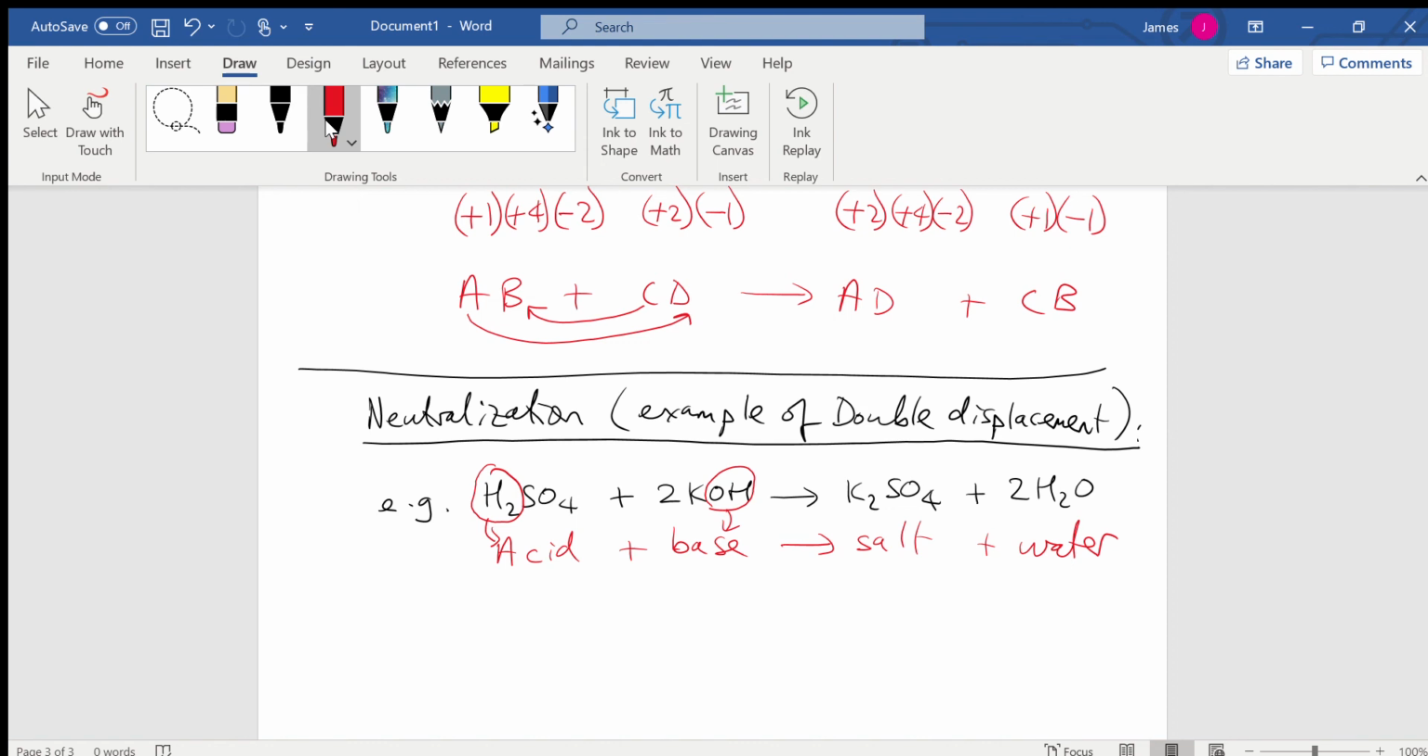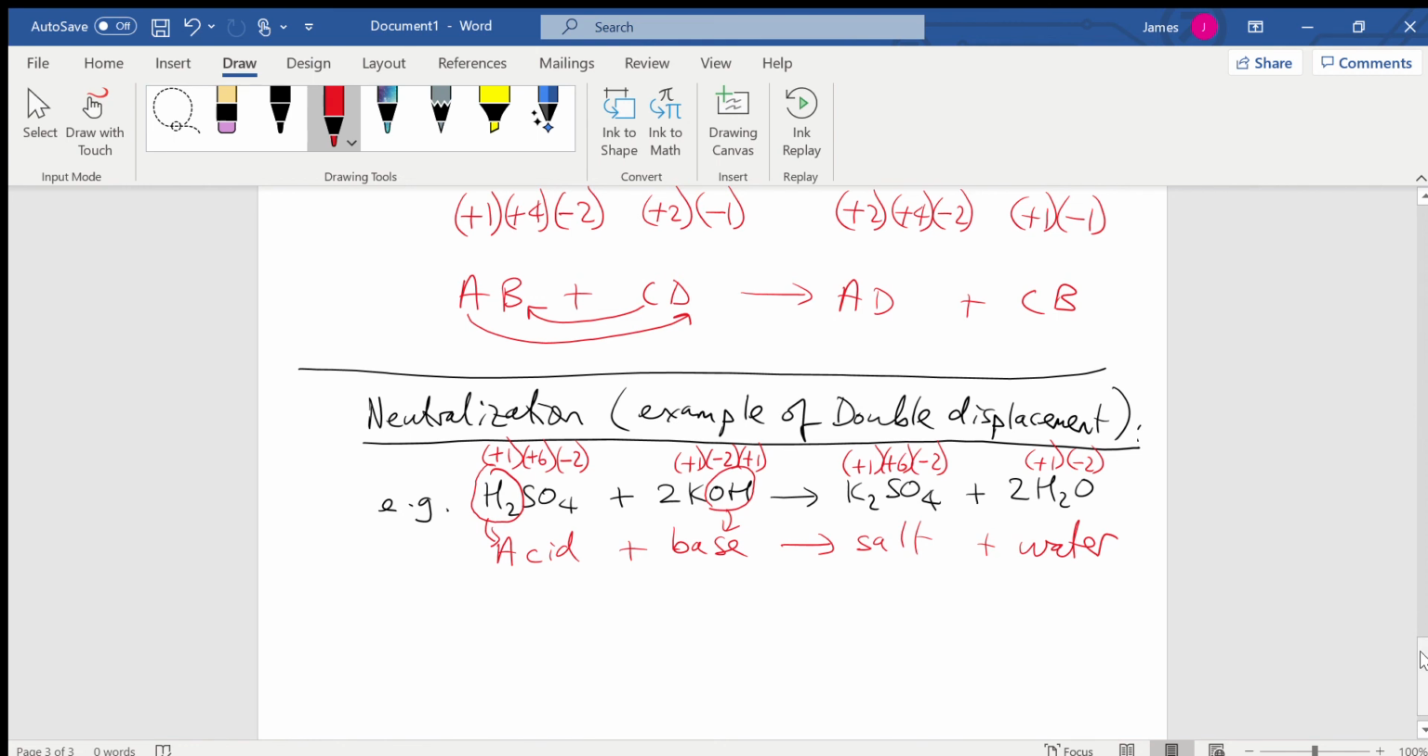Okay, definitely no redox. Let's just double check. H is in the plus one oxidation state. Sulfur is in the plus six oxidation state. Oxygen negative two. K plus one oxidation state. Oxygen negative two oxidation state. H plus one. K plus one. S plus six. O negative two. H here is plus one oxidation state, O negative two. So as you can see upon inspection, nothing is changing over time. So it's not redox.